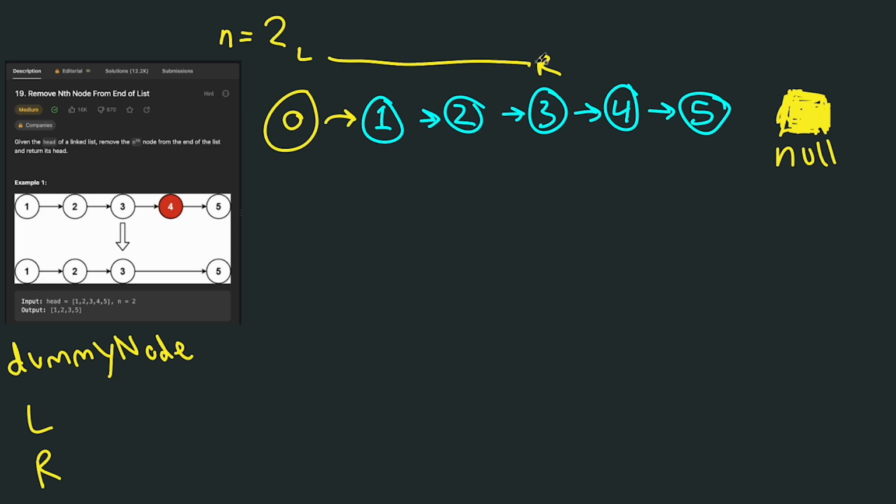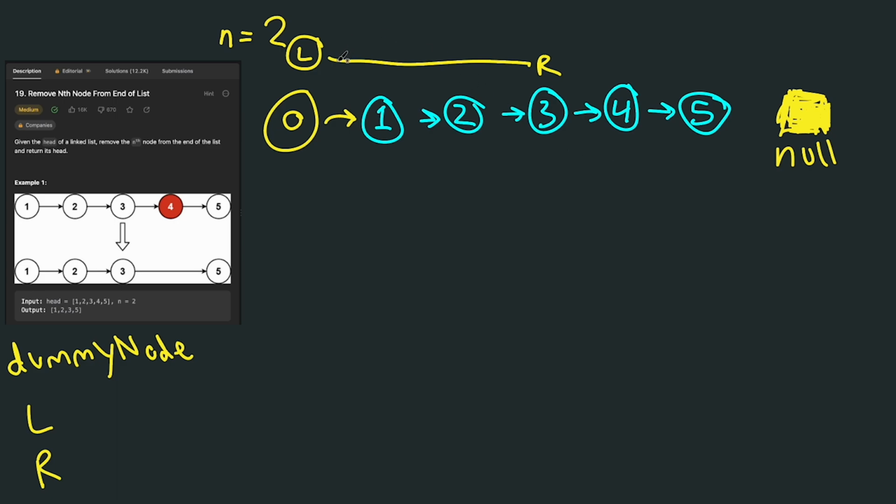The reason we're doing this is because this is how we find the nth node from the end of the list. Eventually, L will end up at the node directly before our nth node. And this is exactly where we want L to be, so that we can change its pointer to point to the node after our nth node.